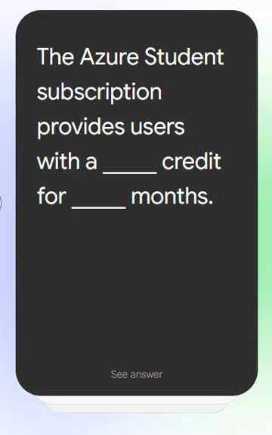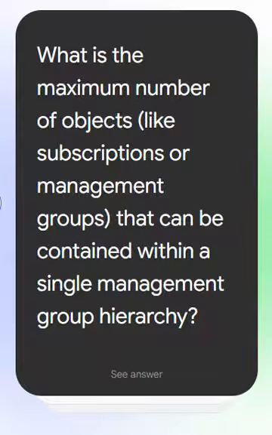The Azure Student subscription provides users $100 credit for 12 months, each month $100. What is the maximum number of objects like subscriptions or management groups that can be contained within a single management group hierarchy? 10,000 objects.